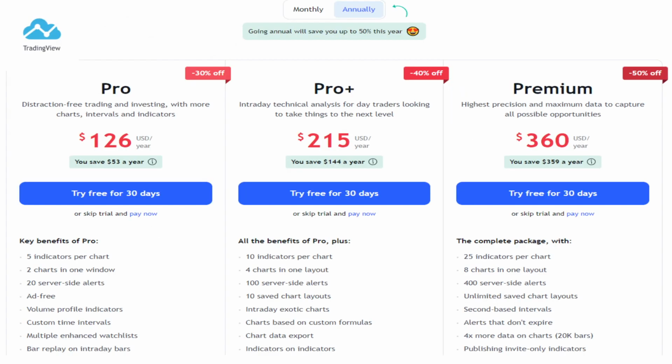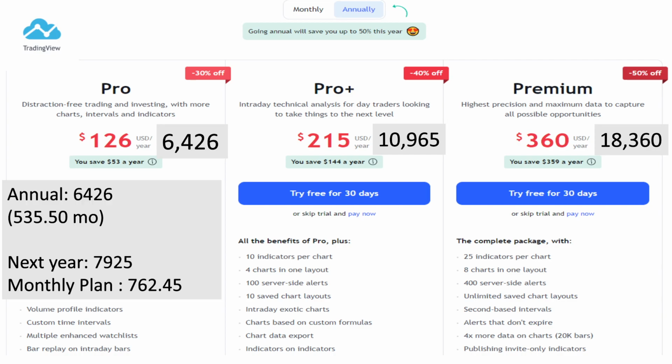Anyway, here are the plans for TradingView. We got Pro, Pro Plus, and Premium. You could see they get more expensive as you move up in the scale. This is a picture of all their annual, that means their yearly plans. I put the numbers here in pesos. It's converted as of today, right? So you could see there Pro is 126 USD, or 6,426 pesos. I also added here some extra info.